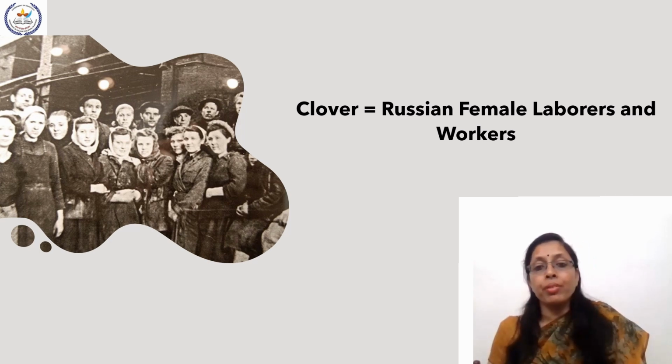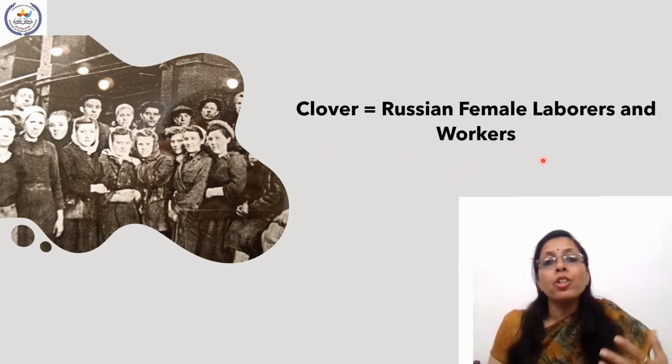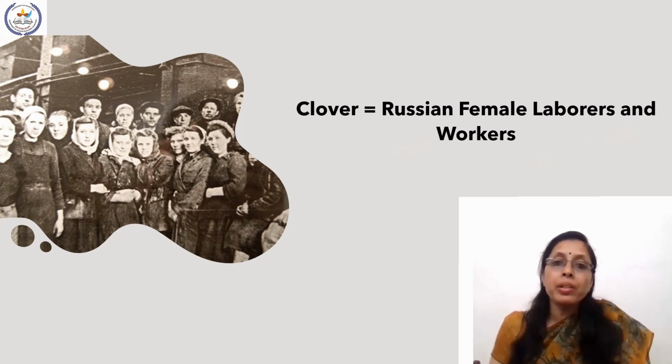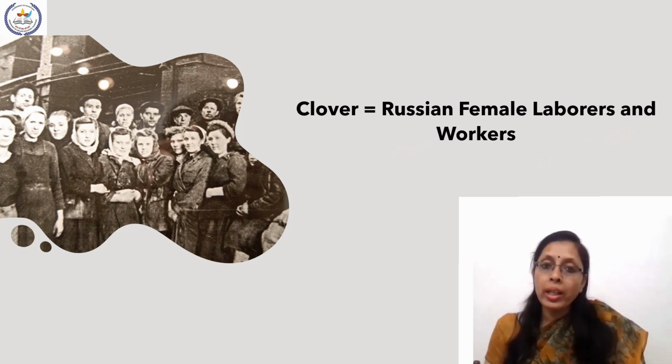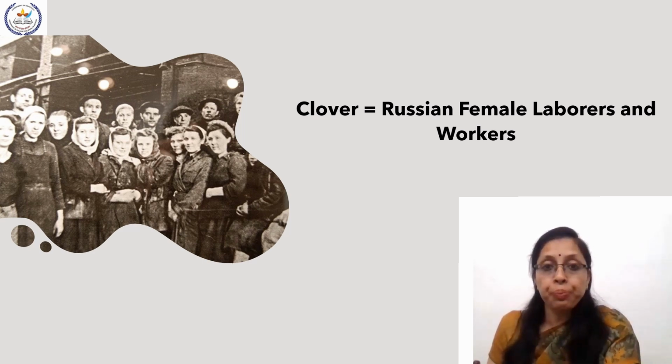Then we have the character of Clover. Now, Clover is the female companion of Boxer, and she represents Russian female laborers and workers who were supporting the male laborers and who were working hard for the welfare of their country.